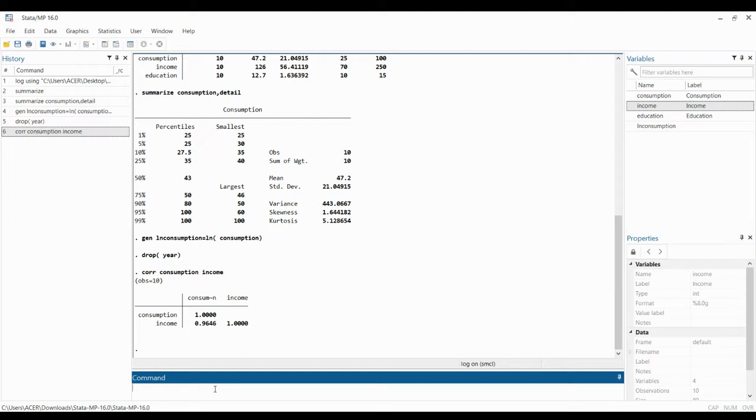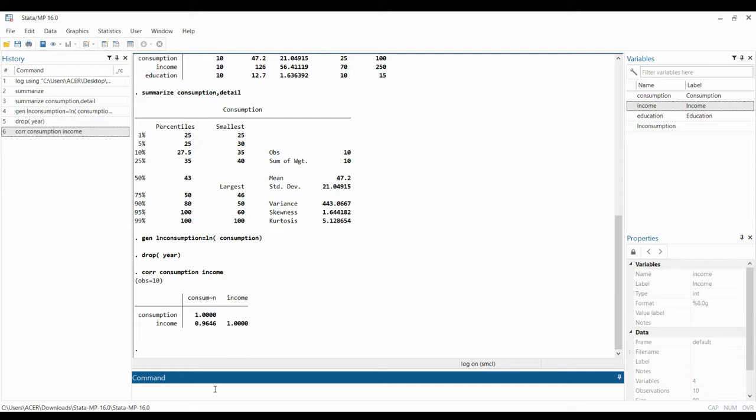And the next command is for getting the regression results. So suppose we are trying to find out the effect of income and education on consumption. Consumption is our dependent variable, income is our independent variable, and education is another independent variable. So here we are considering a three variable regression, where we have two independent variables on the right hand side and one dependent variable on the left hand side. In this case our dependent variable is consumption and independent variables are income and education.